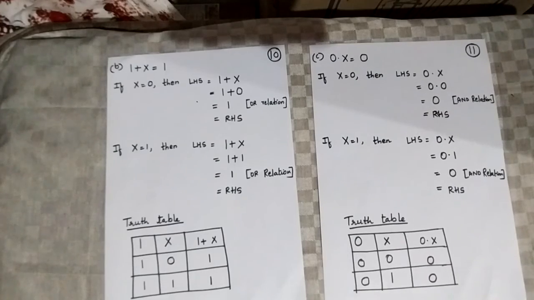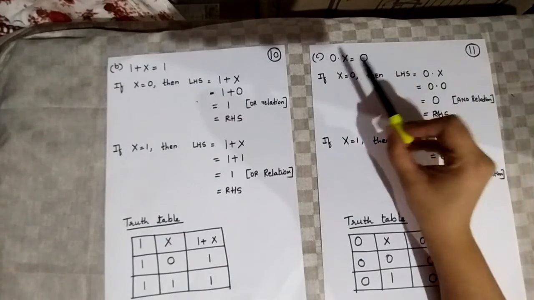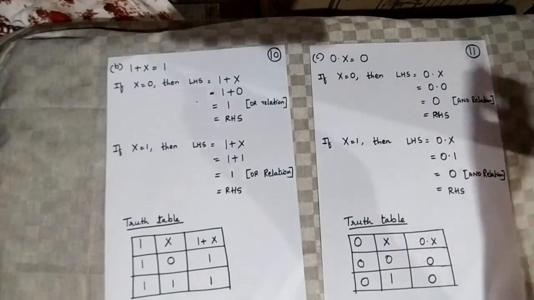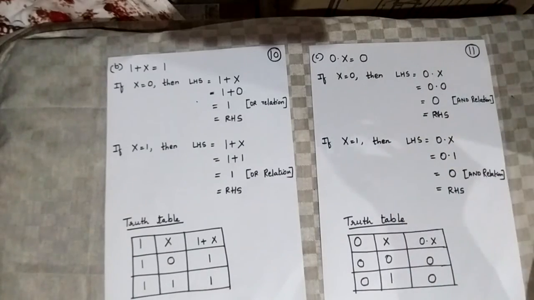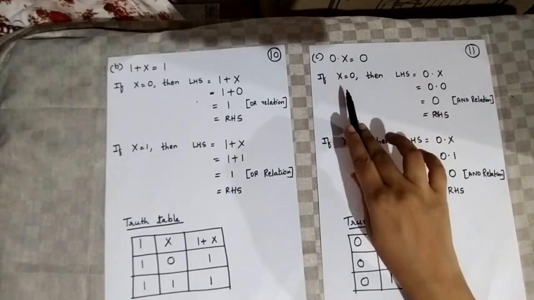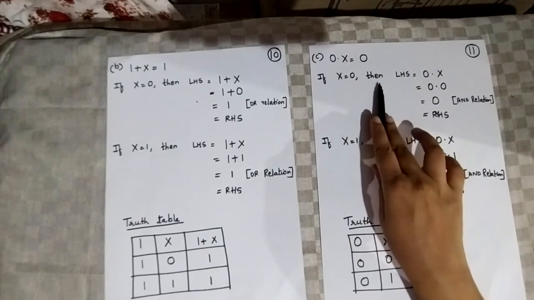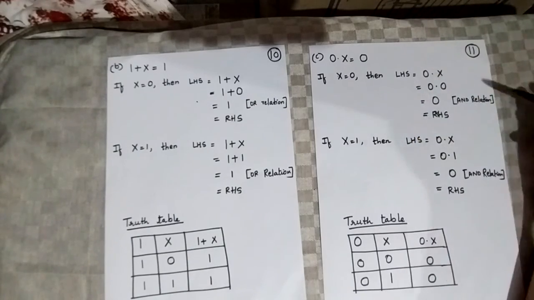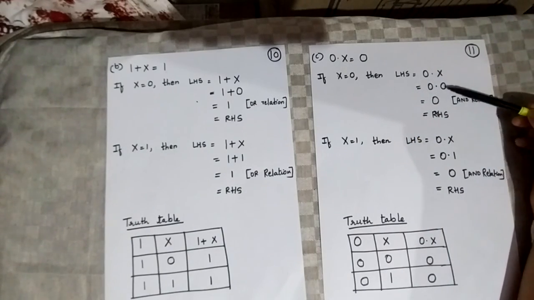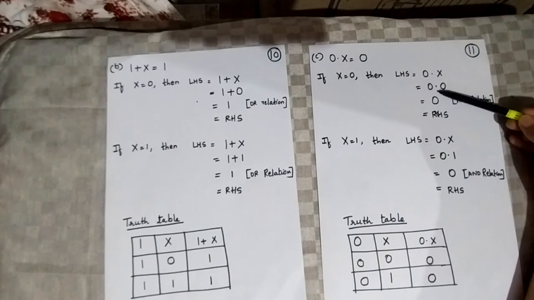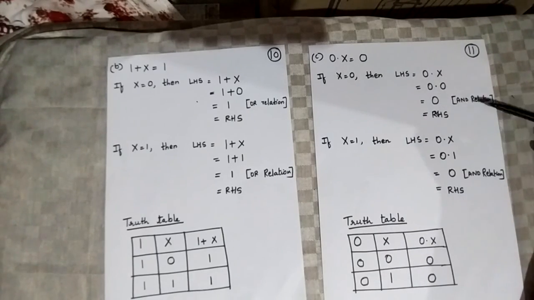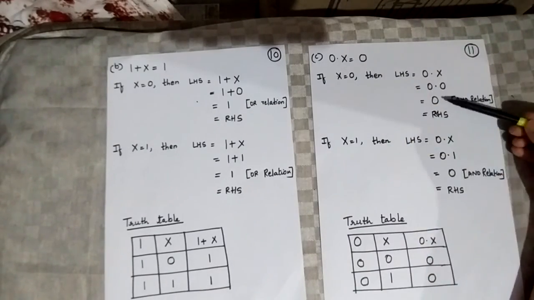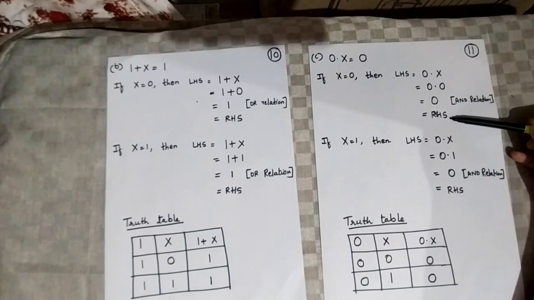Now coming to the next one, the third one, which says 0 dot x results in 0. Now here again we have the logical variable x. So now we have to substitute the value for it. So it says if x equals 0, then left hand side we take 0 dot x. So you take 0, replace x with 0. So now it is 0 dot 0, which results in 0. Reason and relations. So what exactly we need on the right hand side? 0. So we have got here 0 equals right hand side.